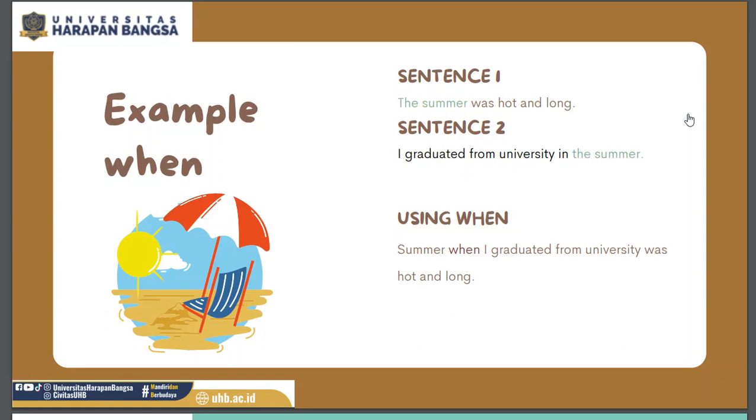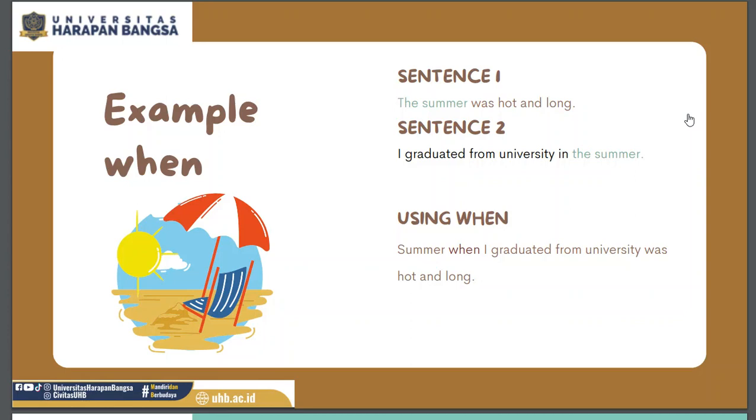Okay, when? For example, the summer was hot and long. I graduated from university in the summer. So it becomes: summer, when I graduated from university, was hot and long. We use when because summer is a season.